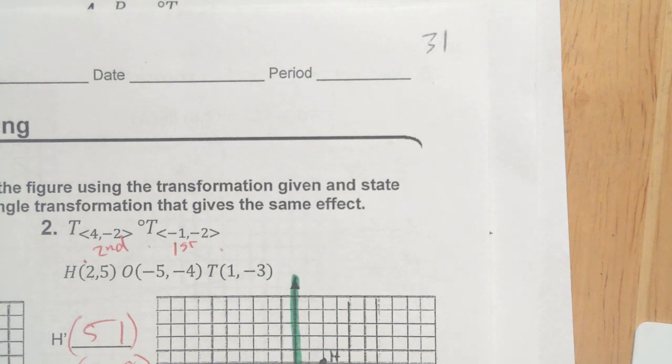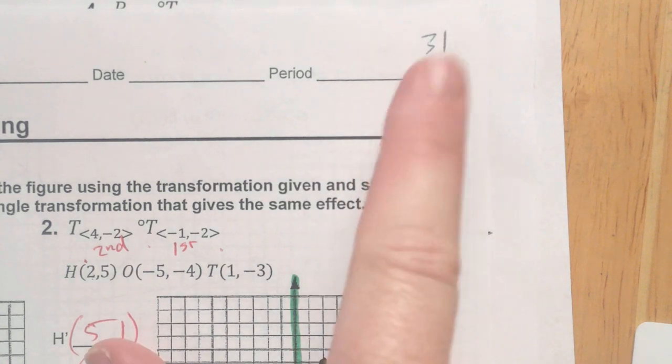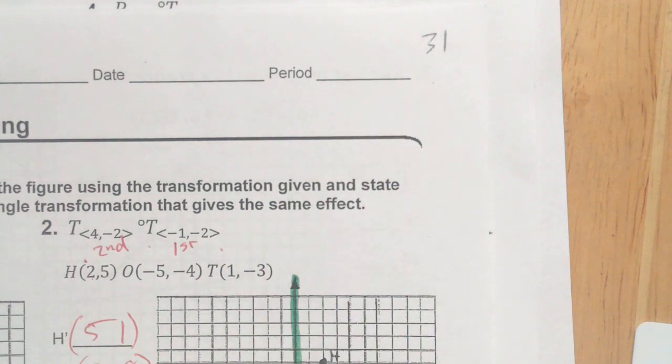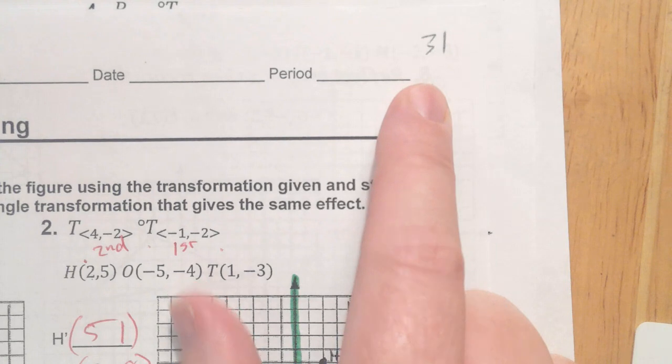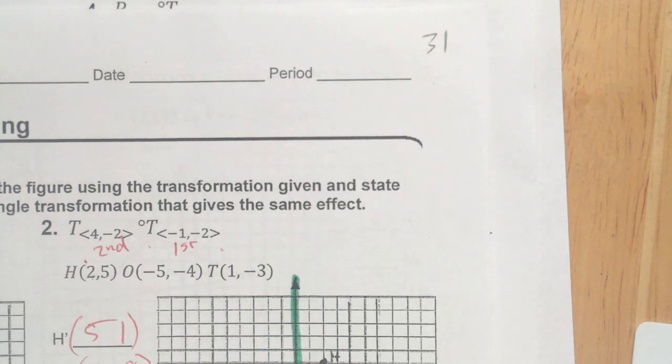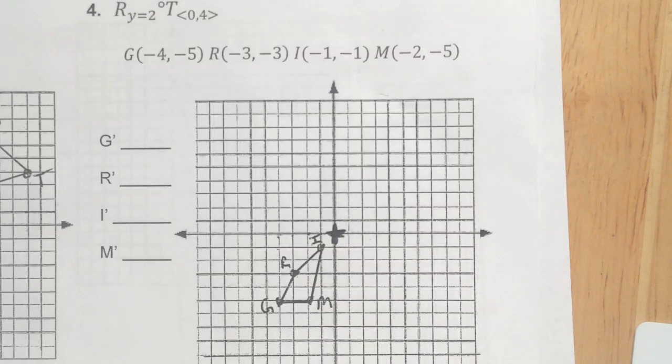Hello, ladies and gents. All right, so we're going to be doing part 2 of our compositions. We are on page 31, and we already did number 2. We're about to do number 4. All right, so here is number 4.